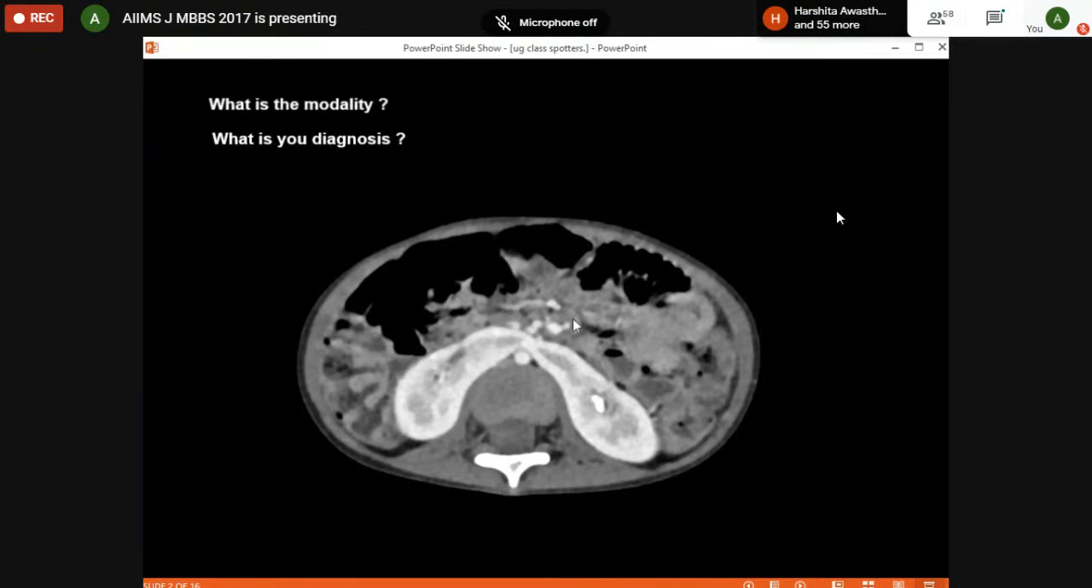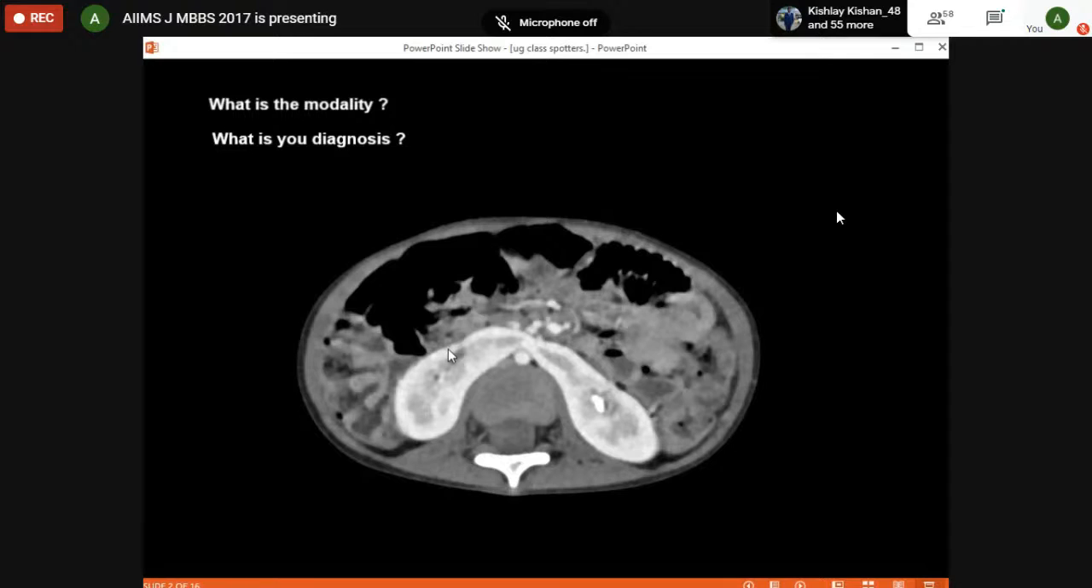So this is a horseshoe kidney. Many of you guessed it right. As you can see, this is the right kidney and this is the left kidney. You can see that there is some part of kidney that is communicating in front of the aorta. This part is called the isthmus. So this is a horseshoe kidney. What happens is that the inferior pole of both the kidneys fuse. And that's how you know that it is going to communicate.